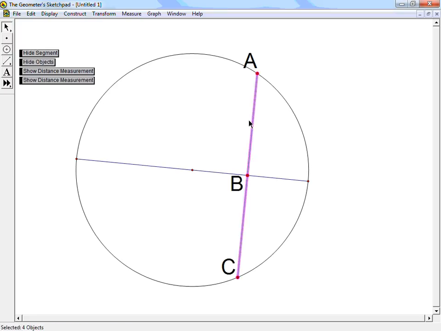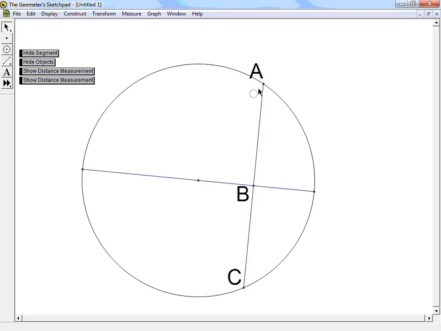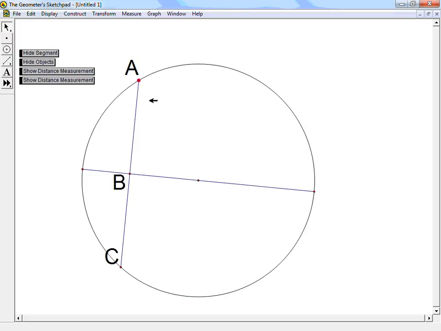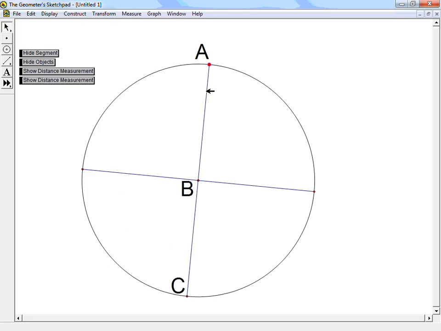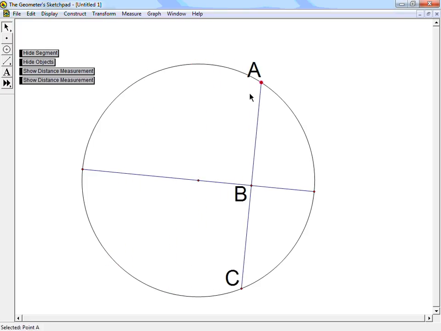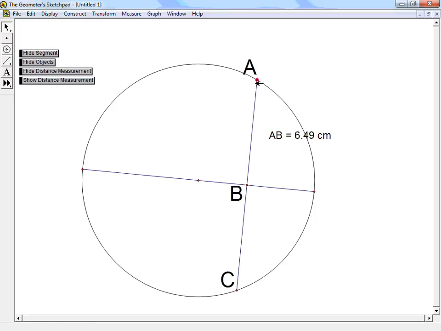So let me look at another chord that not only crosses my diameter, but they cross at 90 degrees. I can move my chord so you guys can see it will cross at 90 degrees. I can make this another diameter, but I'm just going to leave it there. Let me look at the measurement AB. The measurement AB in this case is going to be 6.36. I can move this to make the number change. But let's make it about 6.5.